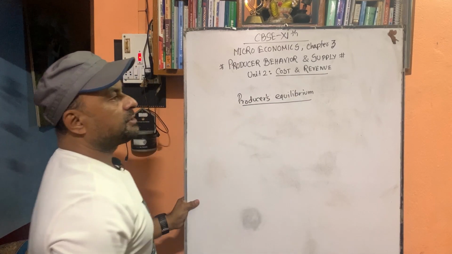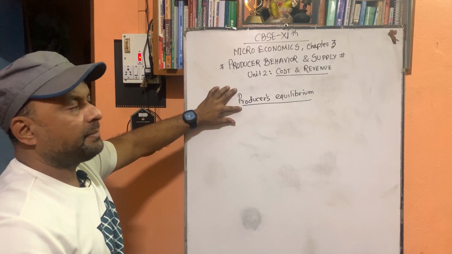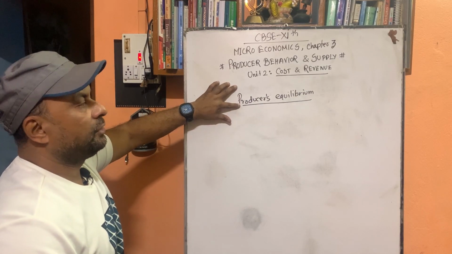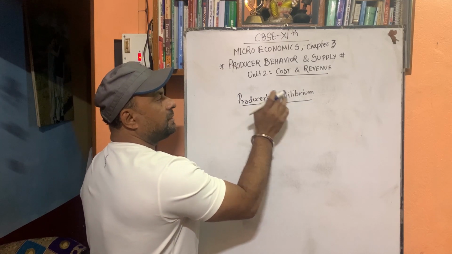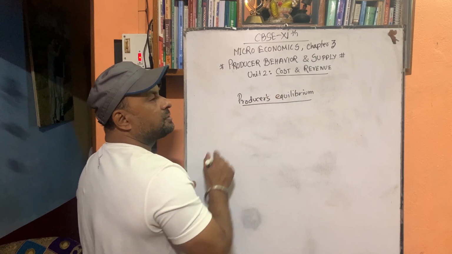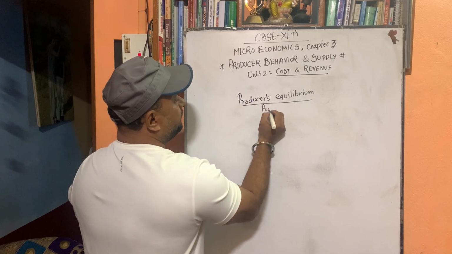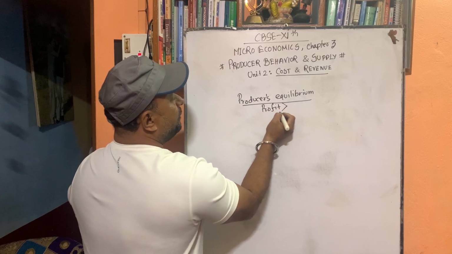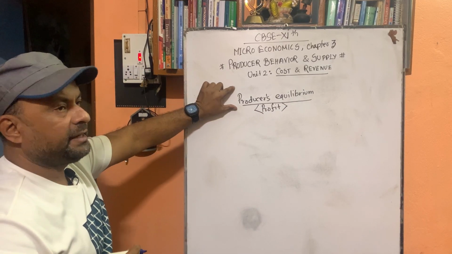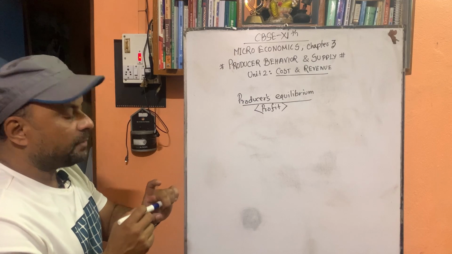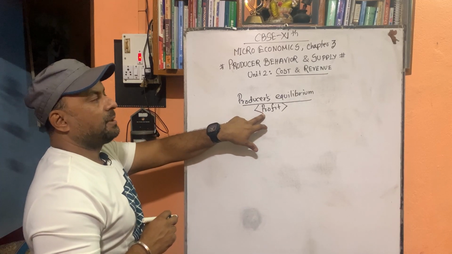In the consumer equilibrium chapter also we saw where the consumer gets maximum satisfaction, he reaches equilibrium. In the producer also, where the producer gets maximum satisfaction, he reaches equilibrium. Now producer satisfaction is nothing but profit. Where he gets maximum profit, he will reach equilibrium. So producer equilibrium indicates that level of production where the producer can earn maximum profit.